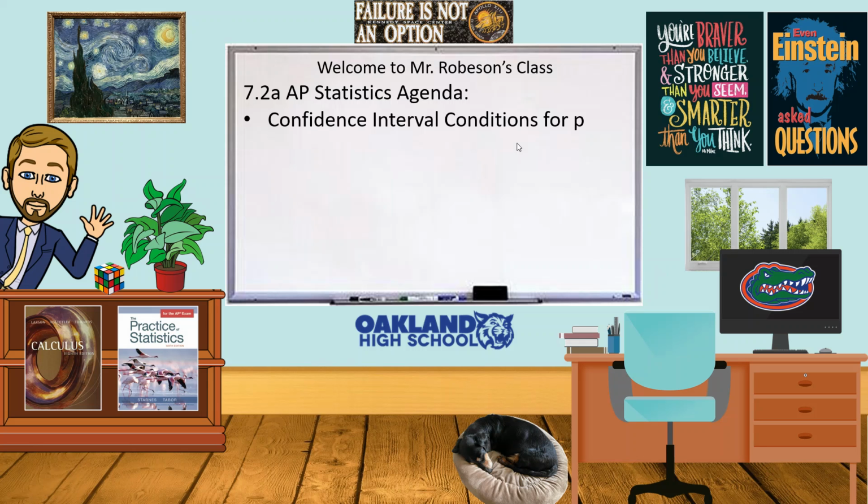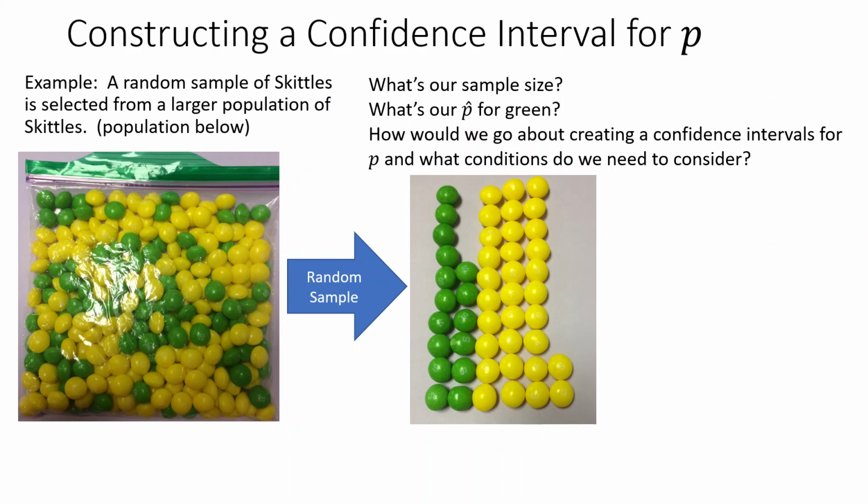In this video we're going to look at how to make confidence intervals for proportion. We're just going to look at P first, and after we do all the P stuff, we'll come back in section 7.3 and do all the stuff for means. All right, so P is population proportion, remember?